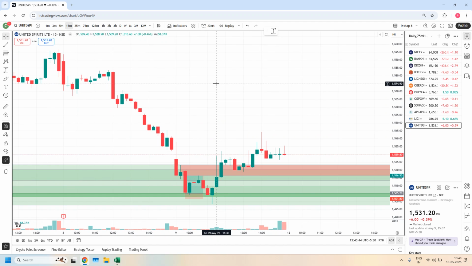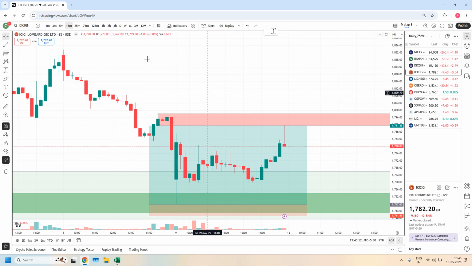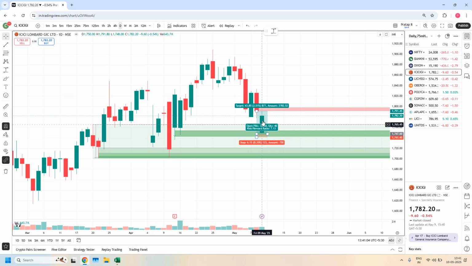So these are the 3 successful trades we got, and the 2 more trades we did not take. One is ICICI GI. This is a daily high liquidity zone. This is an aggressive trade setup. Previously, actually, we had drawn this aggressive trade setup. Today, we got the trade, and after that, it reached this 15 minutes target.